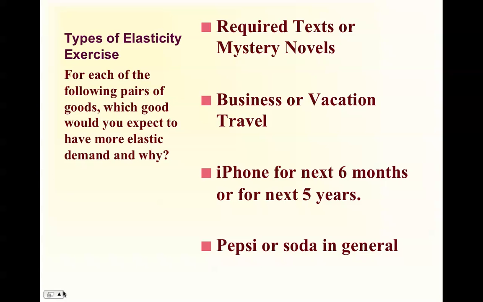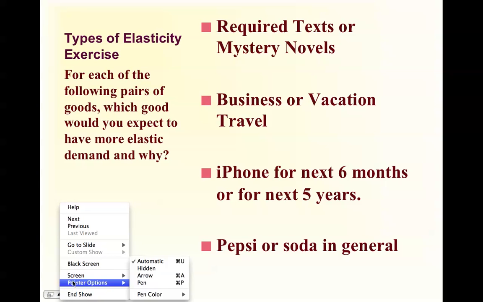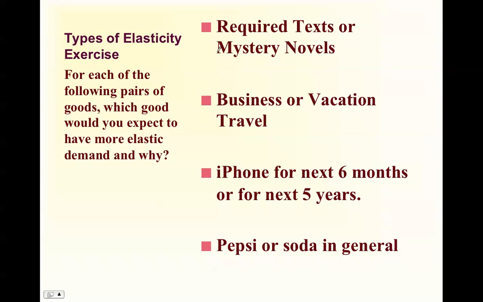Let's do the first one, and that first one is going to be required texts or mystery novels. Which one is more elastic? If you guessed mystery novels, you are correct, because mystery novels have a lot of substitutes. They are not necessarily a need.